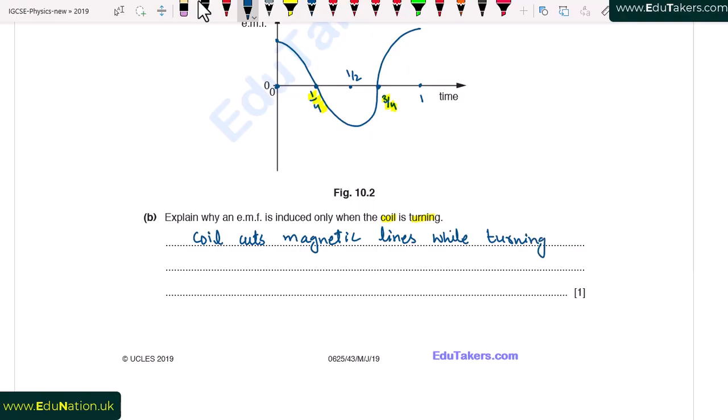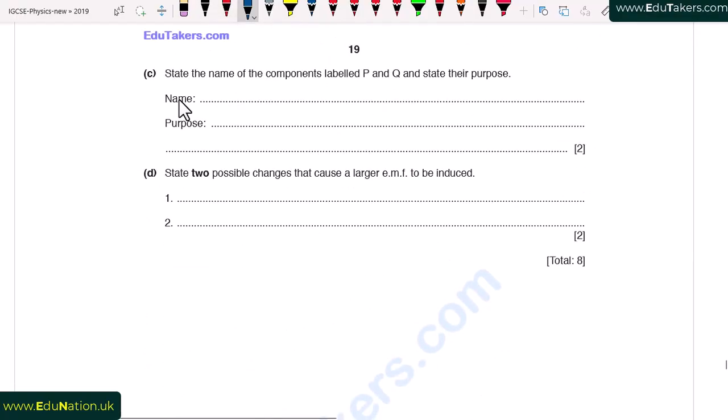So when there is cutting of magnetic lines, there will be the flux that is represented by phi, and as a result of this flux there will be the induced EMF that is represented by E or EMF. So next part is C.